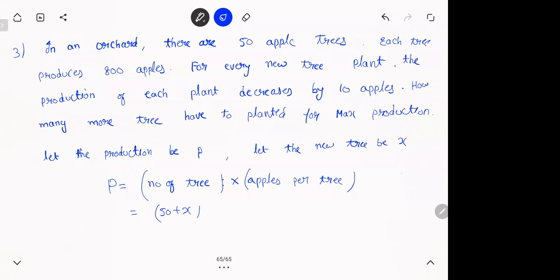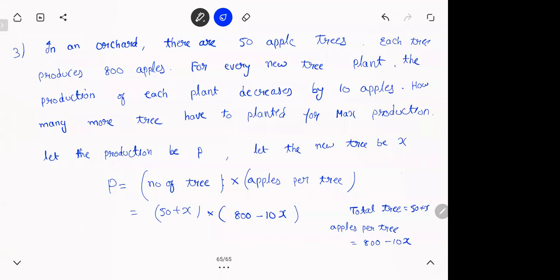Then, how many apples are produced per tree? For every new tree, how many apples are decreasing? 10, na? And you planted how many X trees? So this will be 800 minus 10X. So see, total trees will be 50 plus X. Apples per tree will be, initially 800 used to be there. आपने X plants plant किया, so 10X apples decrease ना?